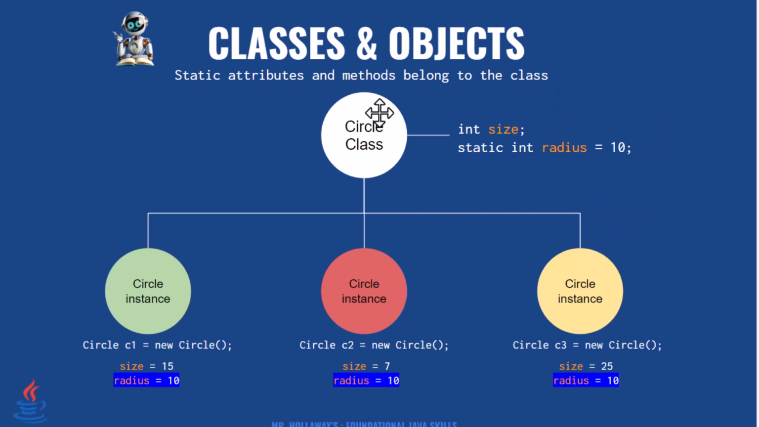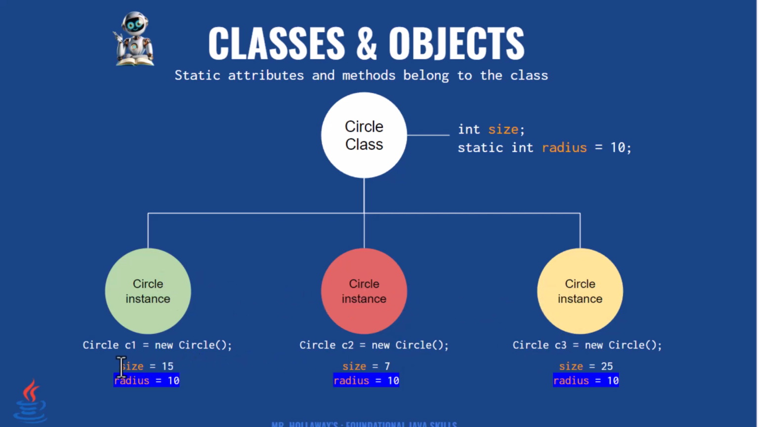This is the blueprint, right? This is the class. This is an instance. This is another instance, and this is one more instance. So we have three instances, or three copies, of the Circle class. And this is how we create them. We have a c1, a c2, and a c3. These are all separate instances.